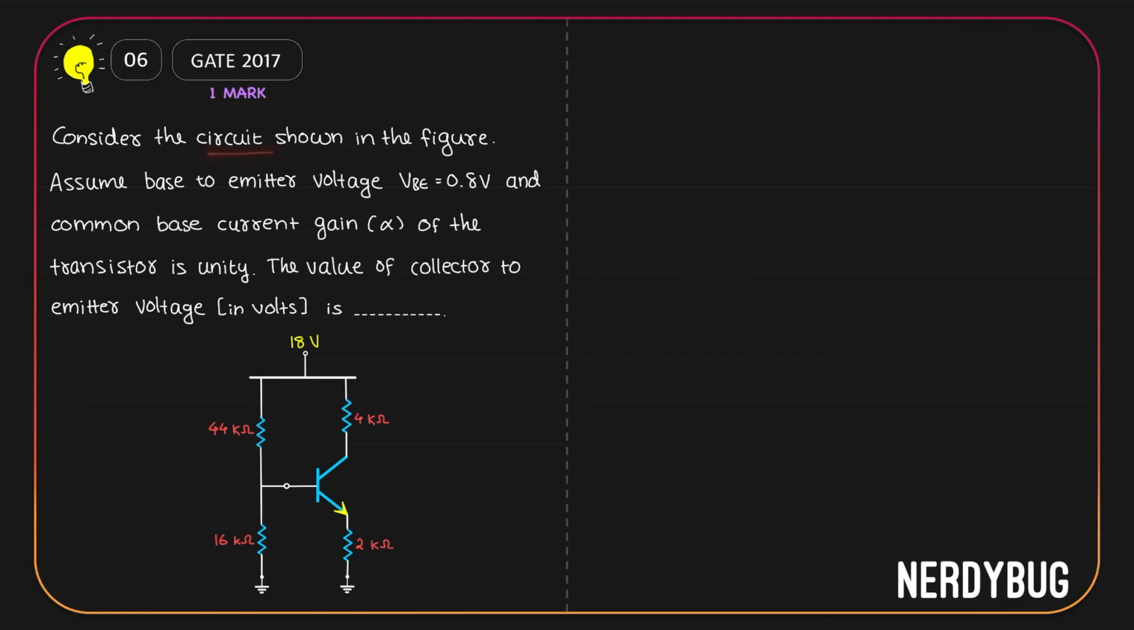Consider the circuit shown in the figure. Assume base to emitter voltage is 0.8 volt and the common base current gain alpha of the transistor is unity. What we have to find out is the value of the collector to emitter voltage in volts.